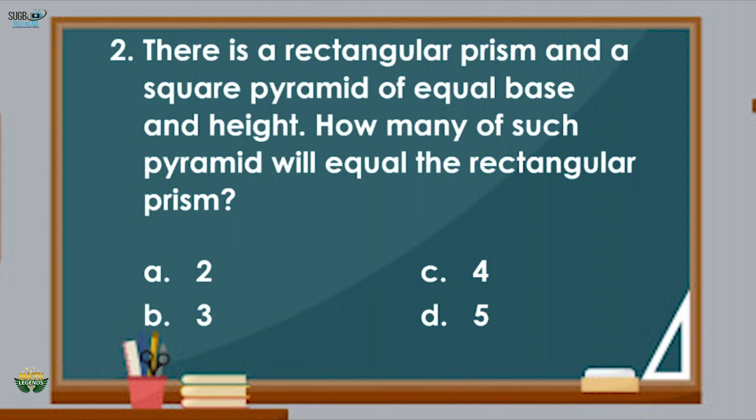There is a rectangular prism and a square pyramid of equal base and height. How many of such pyramid will equal the rectangular prism? Nice. The answer is B.